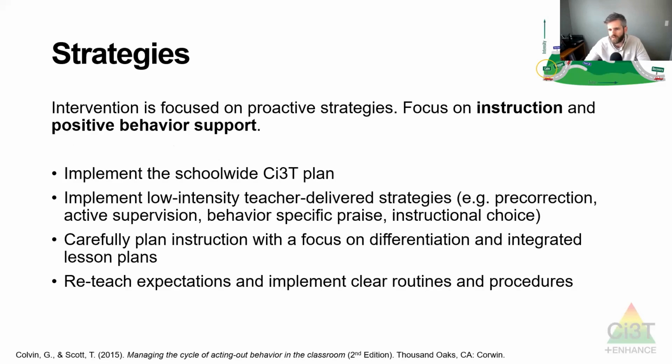So what can we do to support that? Some strategies we can use are implementing our CI3T plan with fidelity. This means reminding students of the expectations on a proactive basis by giving pre-correction, using behavior-specific praise to acknowledge expected behaviors, and using other low-intensity strategies like instructional choice to give students a strong sense of self-efficacy, like they're making decisions that are directing their learning, they're doing things that they chose to do and therefore feel self-directed. And we're going to think about how we can differentiate instruction, right?